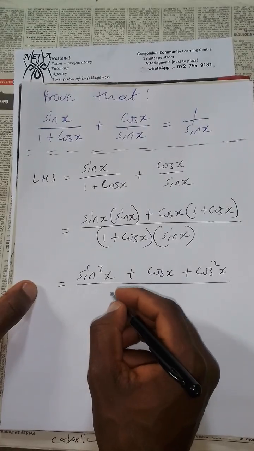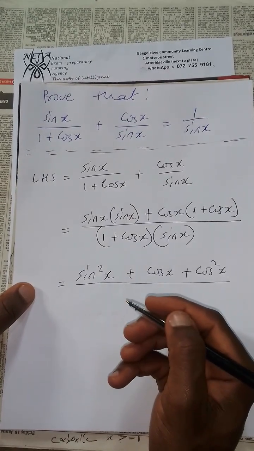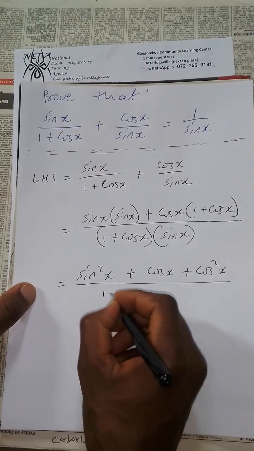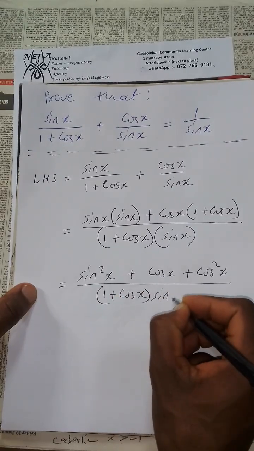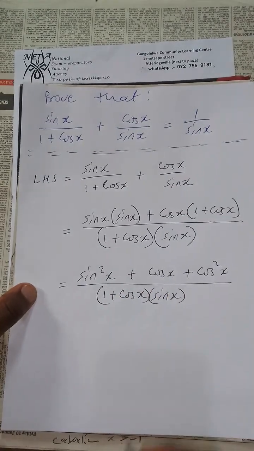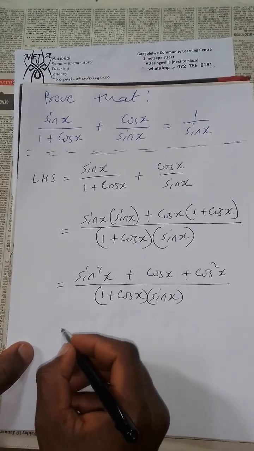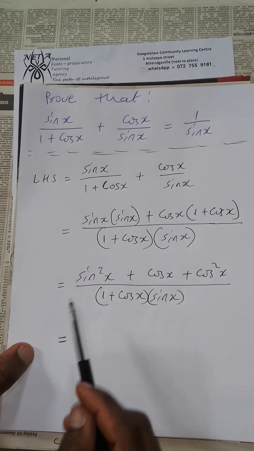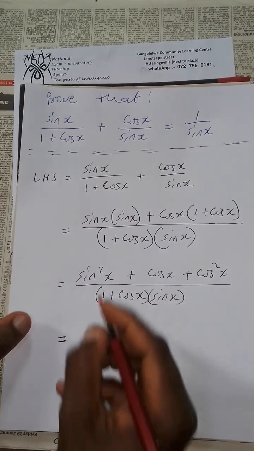Please, for the purpose of not complicating your trigonometric methods, don't multiply the denominators, just leave them as they are, because they will bear something. If you multiply them, they will just complicate the whole expression. Now there is something that I want you to notice, which is very important.